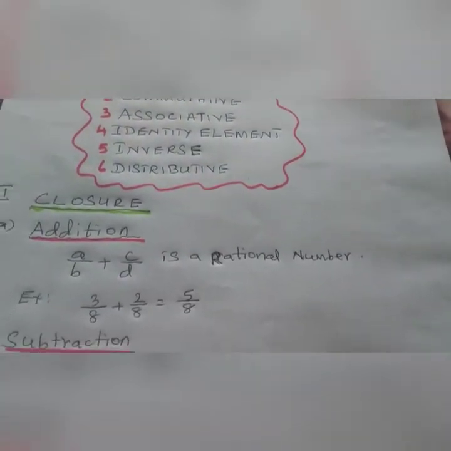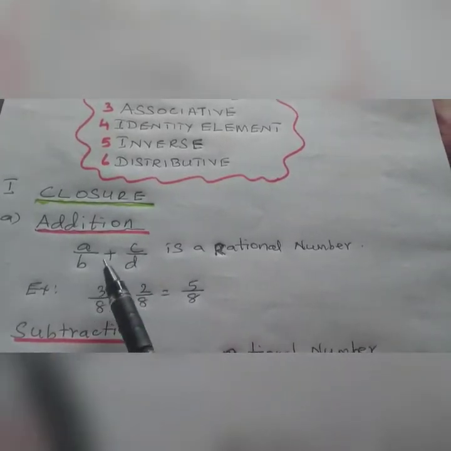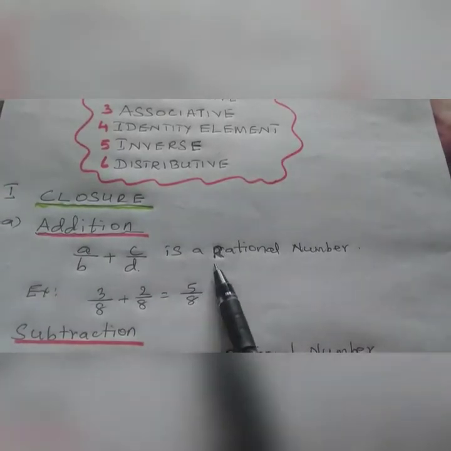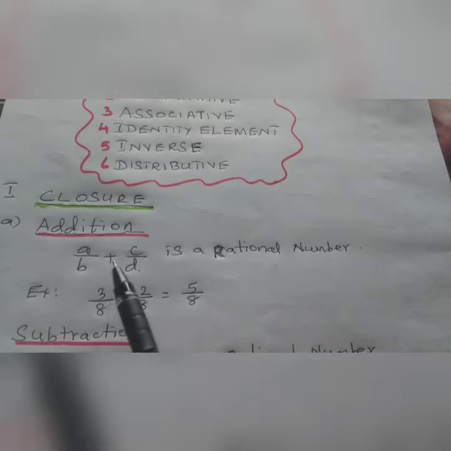So closure, first we are starting with closure. Closure for addition we'll see. What does this property mean? It means when you add 2 rational numbers, the sum is also a rational number. That is, when you add 2 rational numbers, the answer you get is also a rational number.